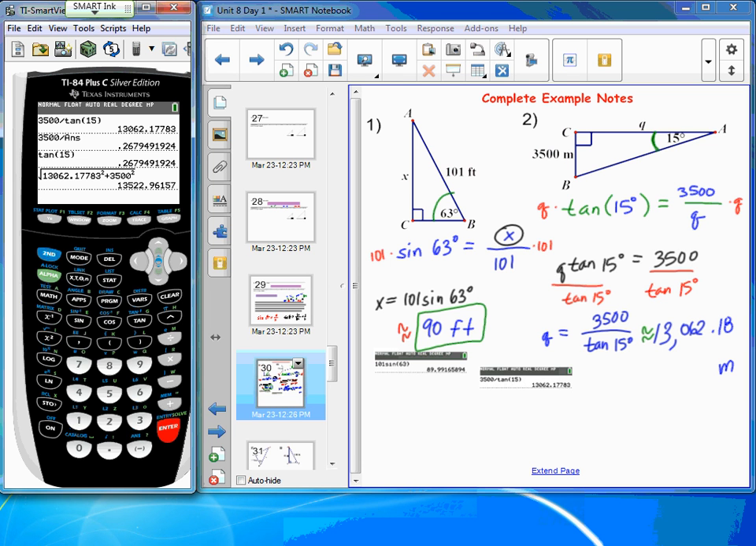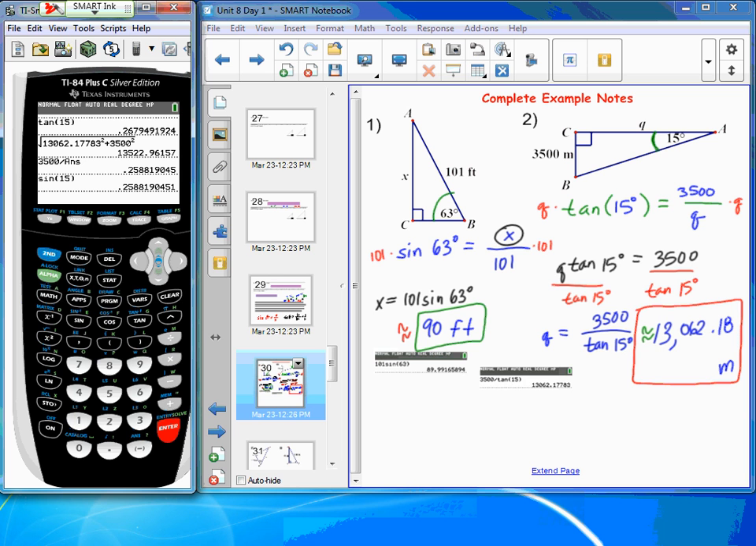And that's 13,522. And if I did 3,500 over second answer, that would be opposite over hypotenuse. I get about 0.2588. So the sine, opposite over hypotenuse, of 15, my original, should give me the same thing if I did it right. And it does. And so we checked twice. We're good. Awesome. Let's box that bad boy. What questions do you have about our first two?